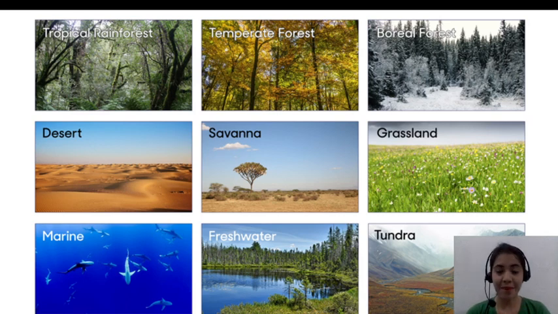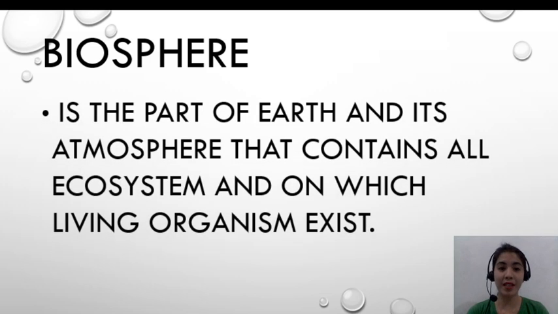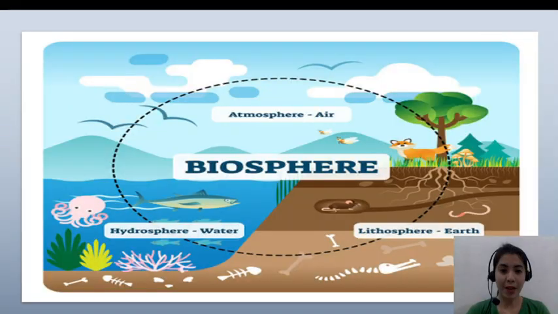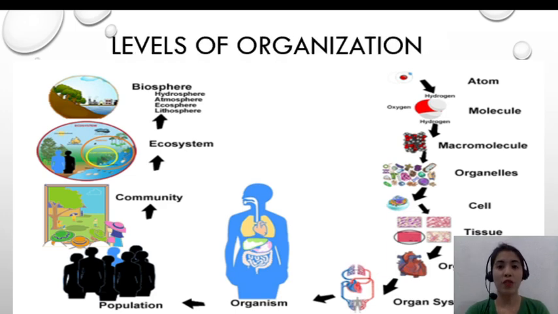At pag lahat yan, pinagsama-sama mo, ang mabubuo is the biosphere. Ito na yung Earth kung saan tayo naninirahan. So biosphere is part of the Earth and its atmosphere that contains all ecosystem and on which living organism exist. Okay? Kung ano yung planet natin ngayon, yung planet Earth natin is what we call the biosphere. Biosphere consists of our atmosphere, the lithosphere, which is the land, and of course, the hydrosphere. So those are the levels of organization.